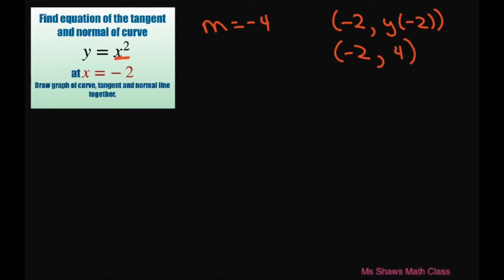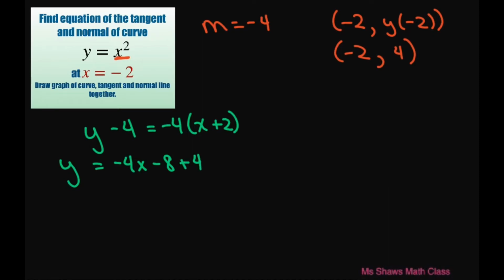All right, so let's write our equation. It's going to be y minus 4 equals negative 4 times x minus a negative 2. So it's going to be plus 2. So it's going to equal y equals negative 4x minus 8, and then add 4 to both sides, plus 4. This gives you y, and this is our tangent, equals negative 4x minus 4. So the tangent line is negative 4x minus 4.